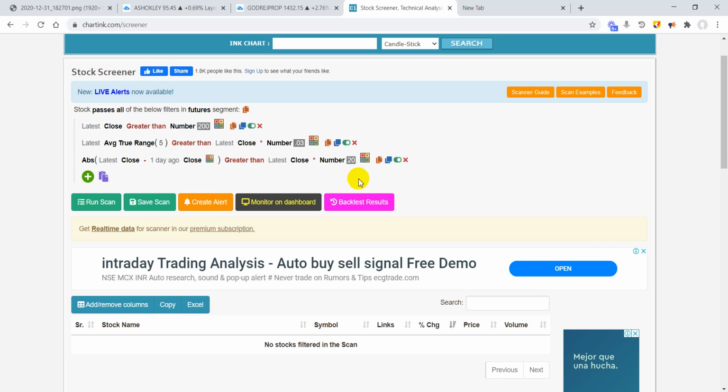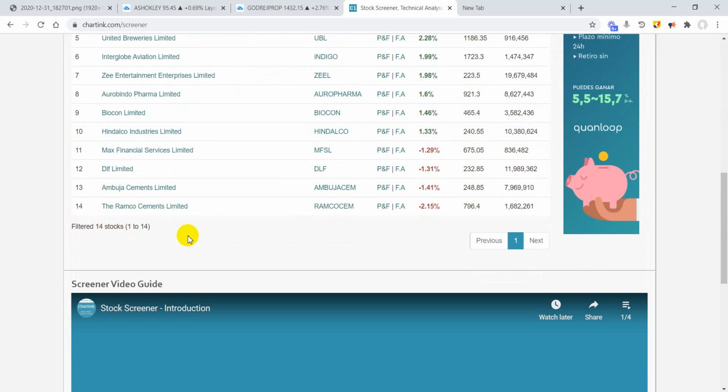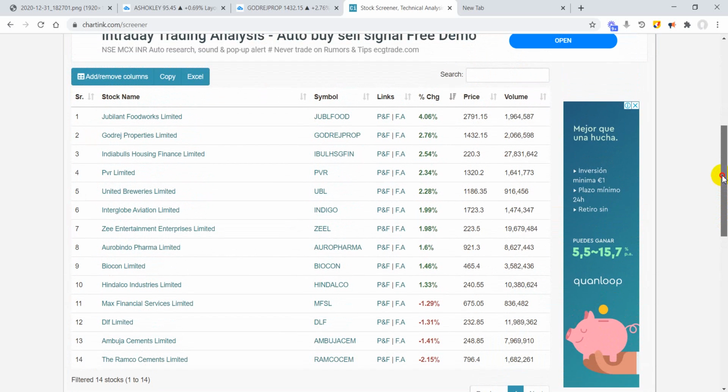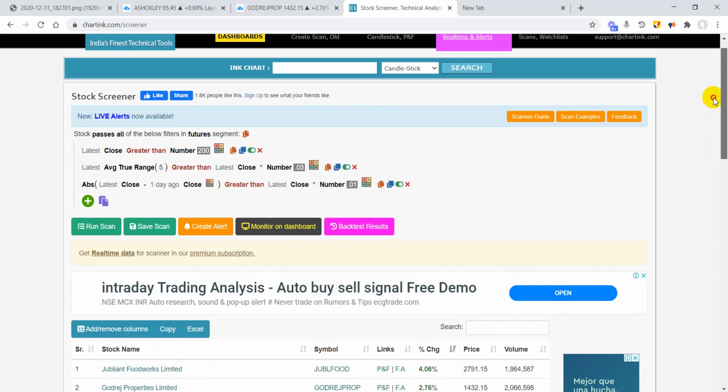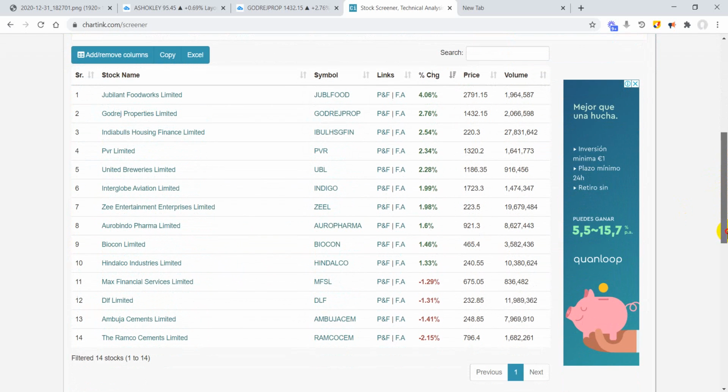Run the scanner. Just give me 1 second. There is a small mistake, so we have to make it 0.01 over here. And let's run the scanner. And you got about 14 such stocks which have exhibited this, that a 1% move has been made from yesterday's closing. These are the only 3 simple rules we have to follow over here, and you will find a list of stocks which you can trade on.